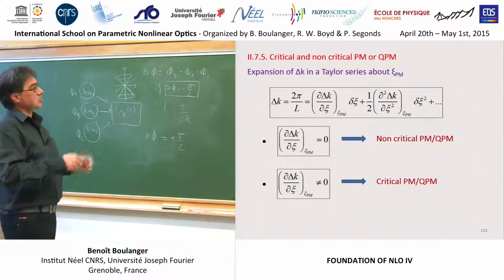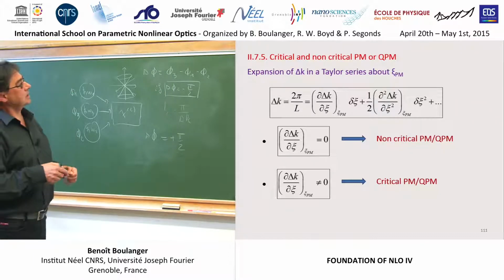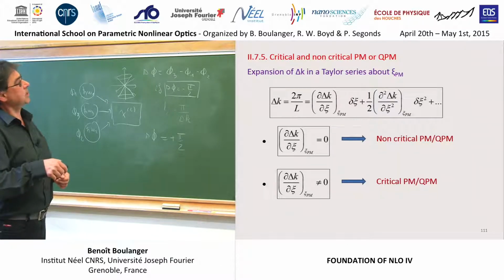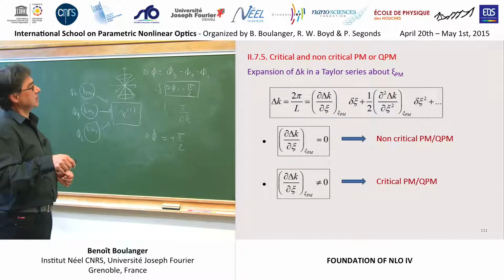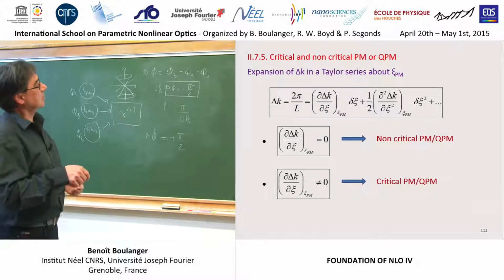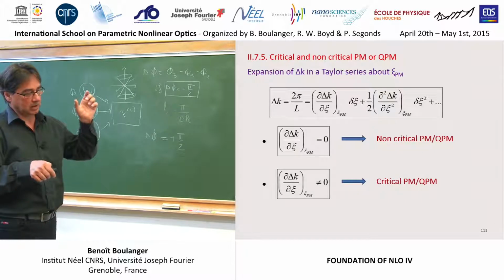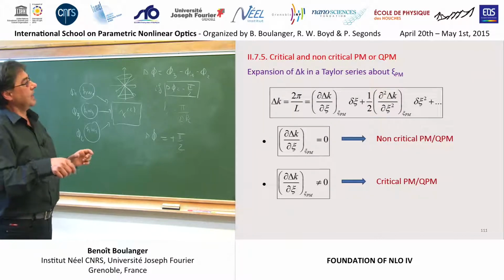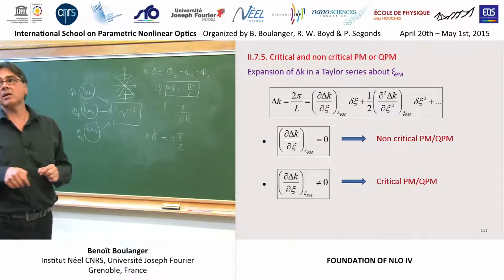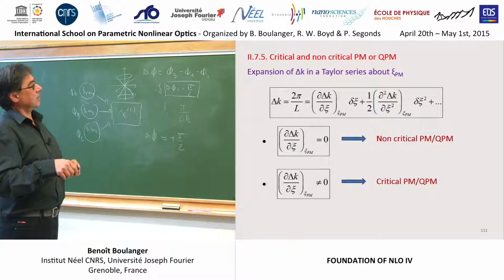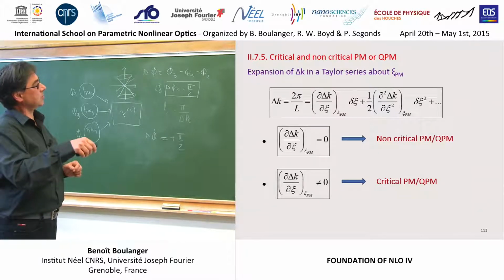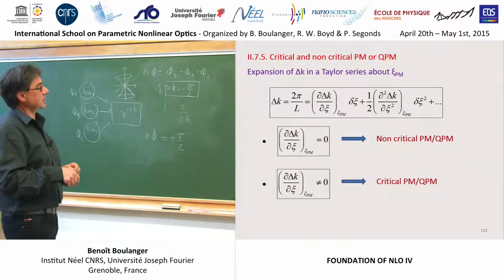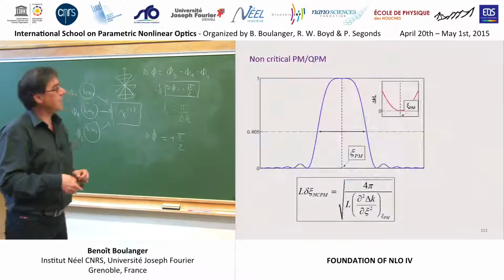So we can make some calculations to quantify these things. And I am going to explain to you the notion of critical and non-critical phase matching or quasi-phase matching. For that, we expand delta k in a Taylor series of the dispersive parameters. Because we want to define the acceptance, it corresponds to delta k equal to 2 pi over L, and so we write this Taylor series. The case when the first order is equal to 0 is what we call non-critical phase matching, and when it is different from 0, it is called critical phase matching.